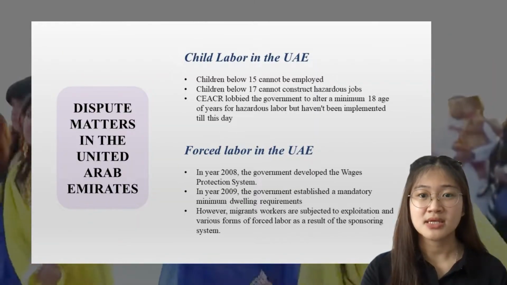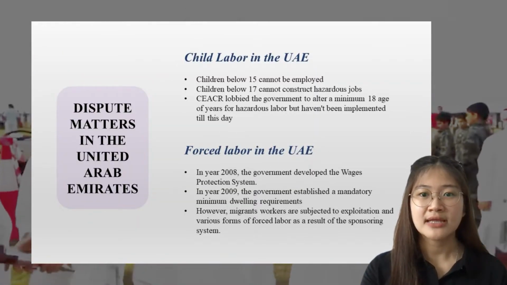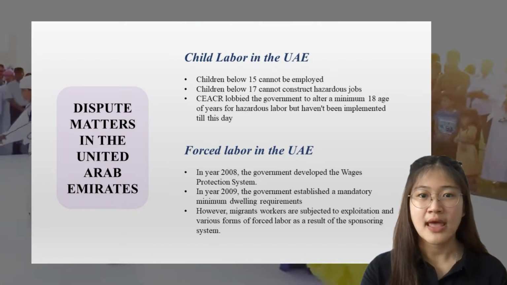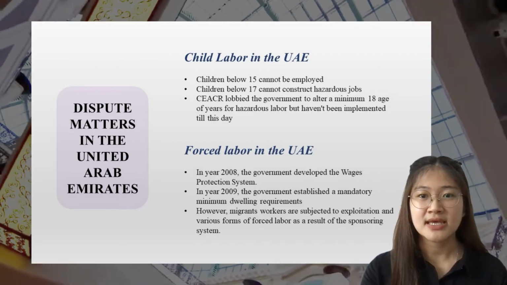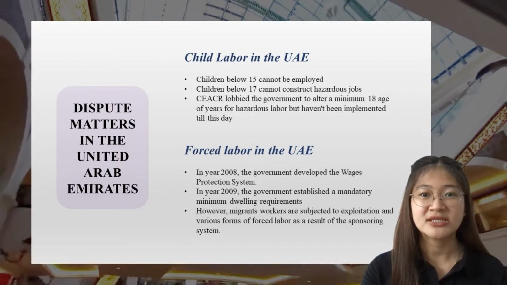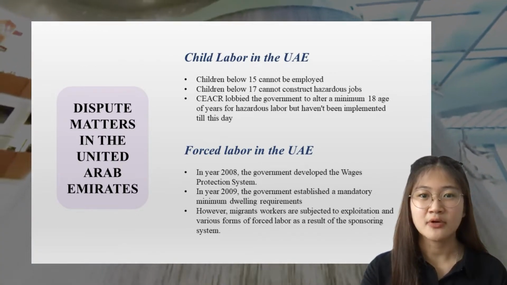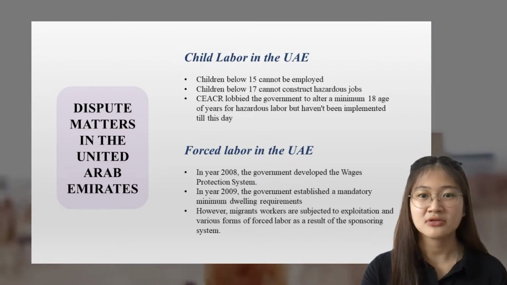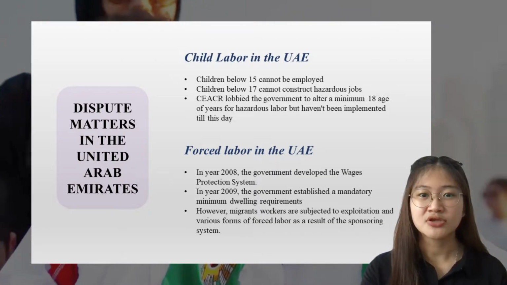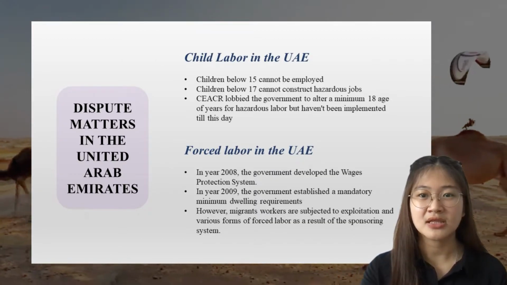Here are some dispute matters in the UAE based on the Labour Code. Children under the age of 15 are forbidden to work, and children below 17 are not able to conduct dangerous work. Since 1981, the CEACR has pushed the government to change this order, setting the minimum age for hazardous labor at 18 years of age by listing the jobs that are risky and threaten health and morality. Yet, it is still not adopted to this day.